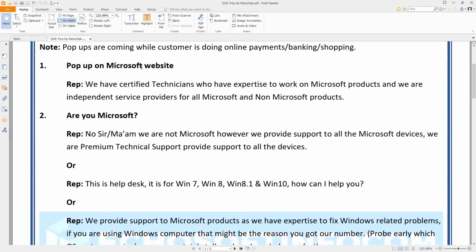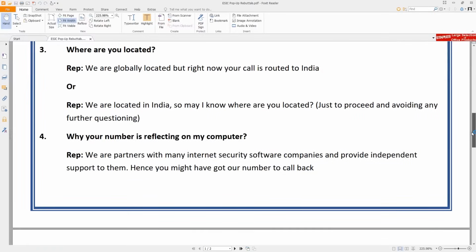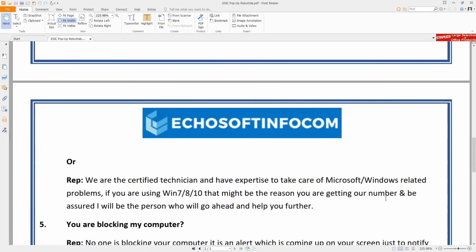This, for example, is a document on how to deflect awkward questions about their fake virus pop-ups. Agents are told never to say that they're actually Microsoft, and if they get any questions about where they're located, it's okay to say that they are located in India, but try and avoid any further questioning. If the victim asks any questions about why their number appears on these fake virus pop-ups, the agents are told to give a very woolly answer about being certified technicians and to be assured that they will be able to proceed and go and help them. In other words, it's all just a sales pitch.